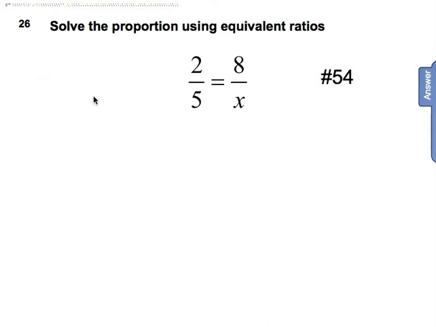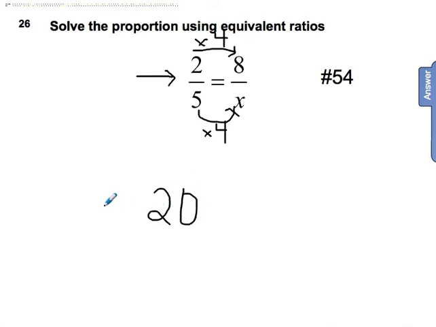Here's our first example on our own. We have 2/5 equals 8 over x. We start on the side without the variable, which is this side, and we say how do we get from 2 to 8? Here we have to multiply by 4, and since we multiplied by 4 on the top, we have to multiply by 4 on the bottom, and 5 times 4 gives us 20. So x equals 20 for our answer.